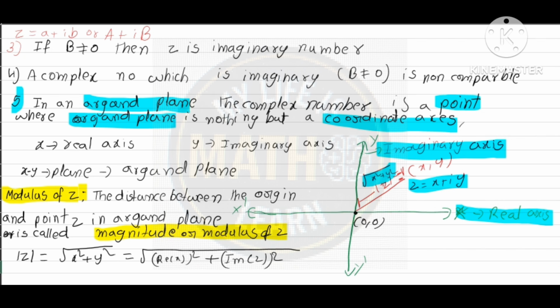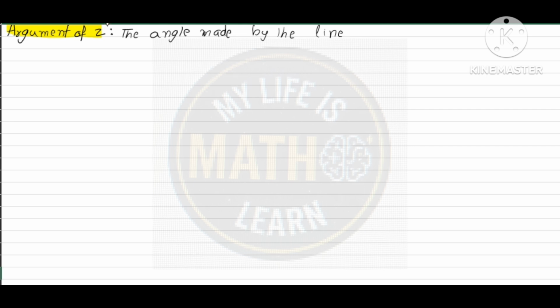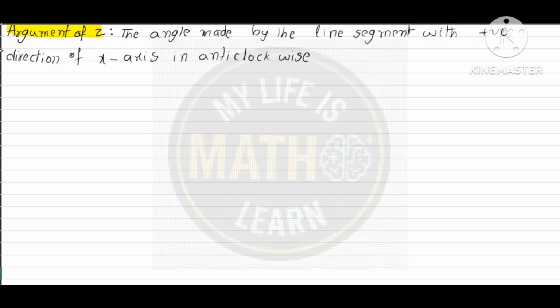Argument of z. The angle made by the line segment with the positive direction of the x-axis, measured anti-clockwise, is known as the argument of z. Theta is equal to tan inverse of y by x.